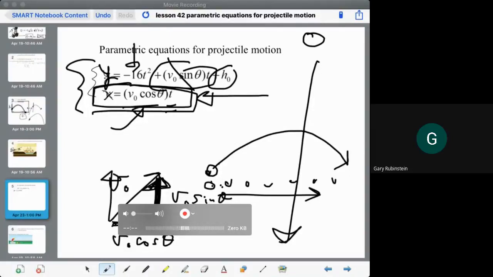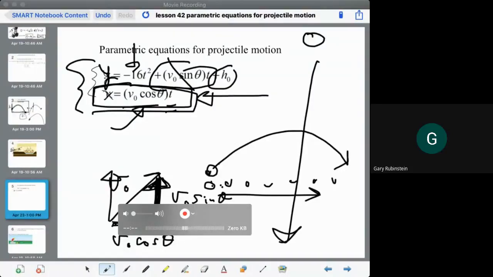And we're always going to use negative 16. If you're using meters per second, you would use 4.9, because 4.9 meters is equal to 16 feet. But for our purposes, we're going to be using feet for our examples. A meter is 3.3 feet.